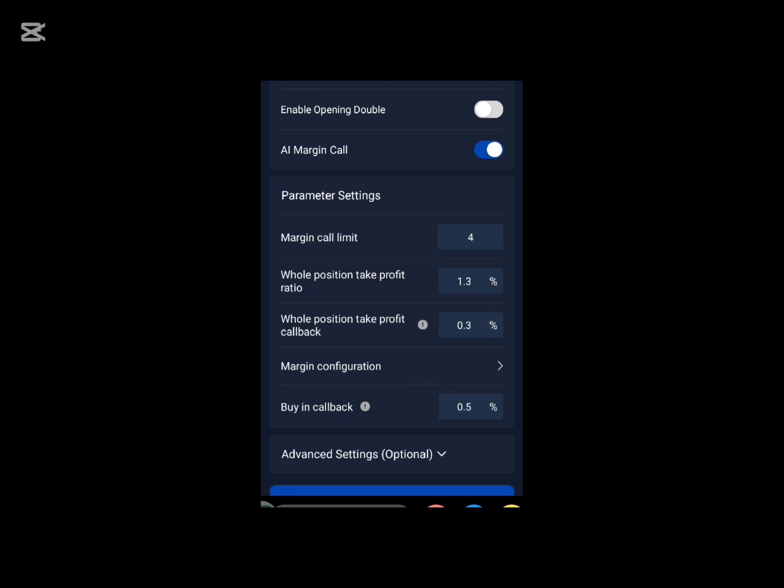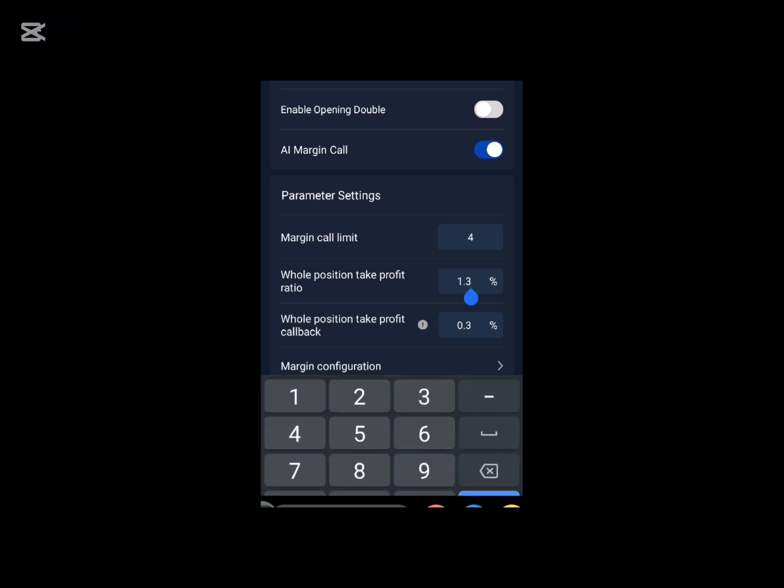Full position take profit ratio means that, for this capital, 10 times 4 is equal to 40, plus the first 10, making 50. The profit ratio means how much percentage you want to take on this $50 if the robot buys all the $50 for you. If the robot buys all the $50, how much percentage do you want to take? Let me say I want to take like 5%.